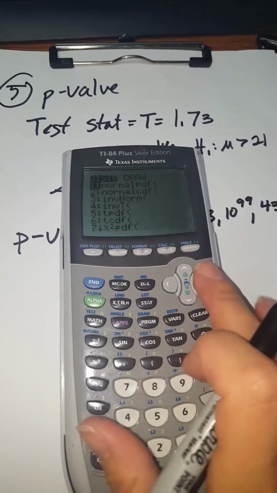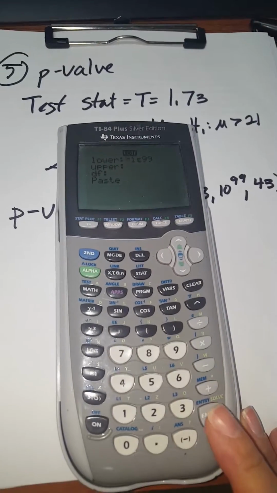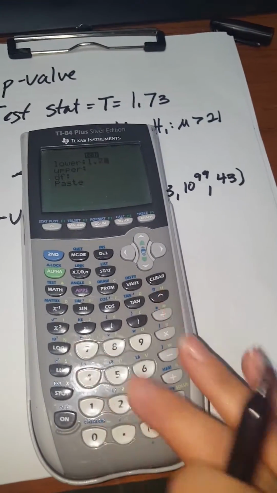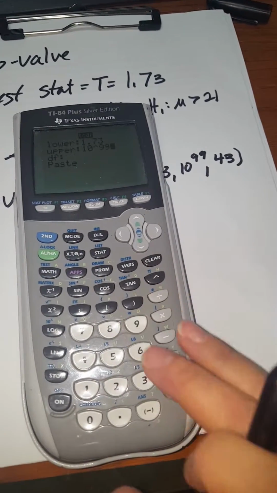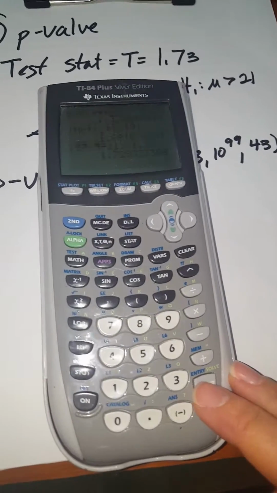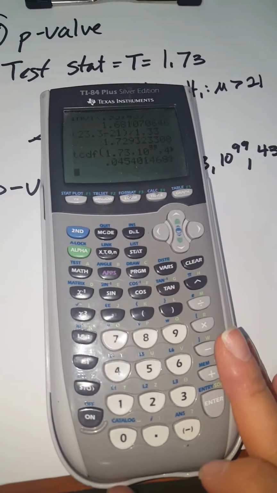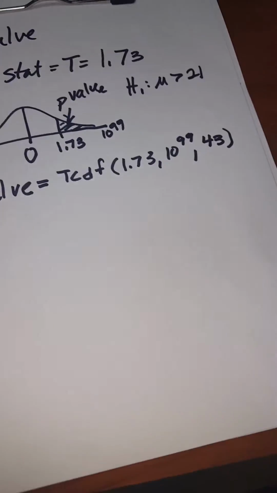Second distribution, going down to TCDF, which is number 6. So 1.73 up to 10 to the 99th. Degrees of freedom, so it was 43. And we get a p-value of 4.5%.